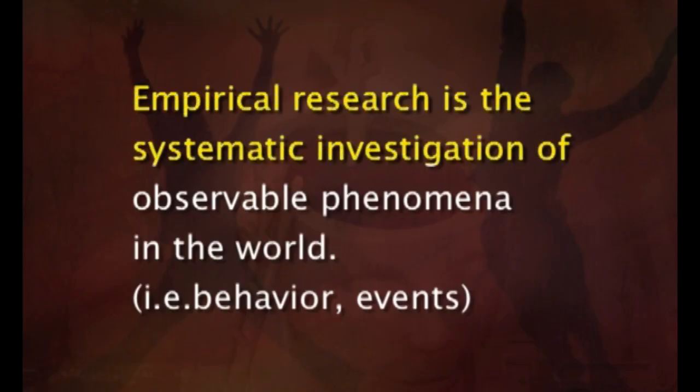The field of social psychology relies heavily on empirical research. Empirical research is the systematic investigation of observable phenomena in the world, for example, behaviors and events. Researchers try to collect information about behaviors and events in an accurate and unbiased form. This information, which may be either quantitative or qualitative, enables social psychologists to describe reality in detail and to develop theories about social behavior.